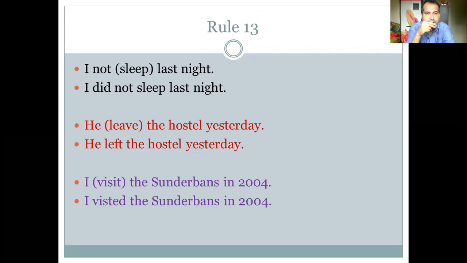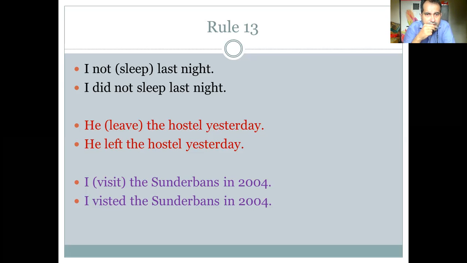Very simple and clear. Again, another example: he leave, in bracket, the hostel yesterday. That means he was, the past form of leave, left. Left is the past form. He left the hostel yesterday. He is not in the hostel today. He left the hostel. Already he has left. He left the hostel yesterday, not today. Yesterday he left. That's why very certainly we have used past indefinite here.